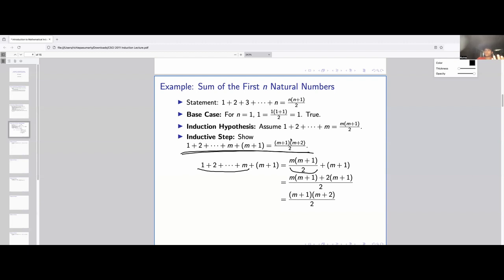So we're done. We've proved that the sum of the first n natural numbers is equal to this. And if you do want to write that at the end, you can just do it like this. If you want, you can write, so we are done.